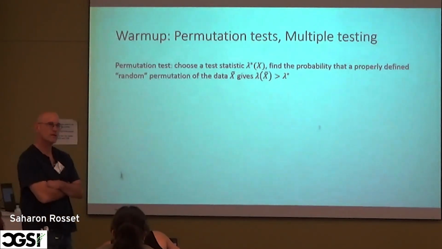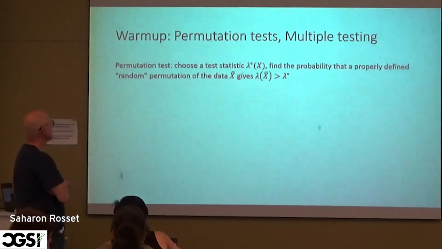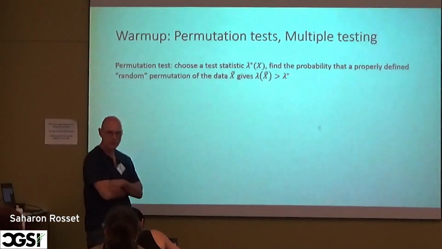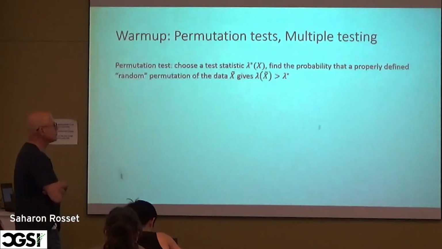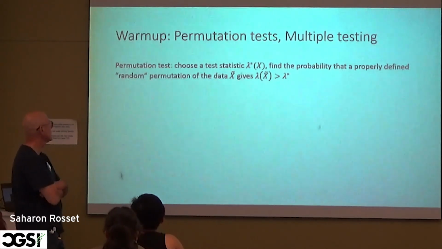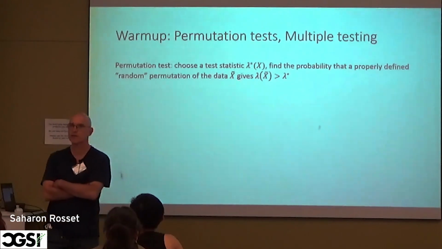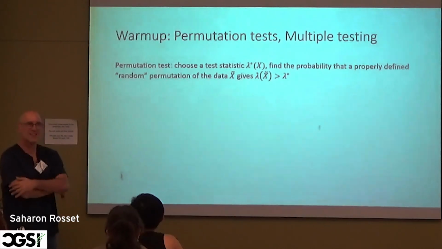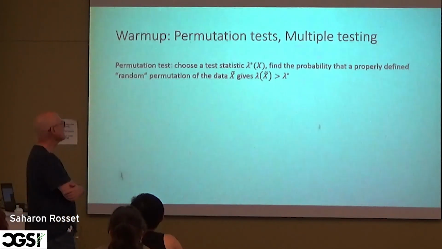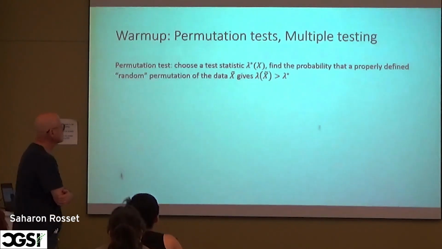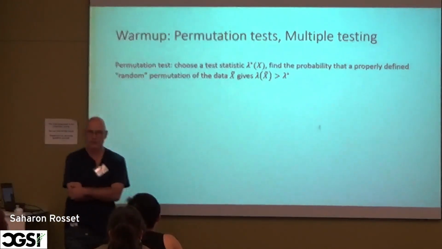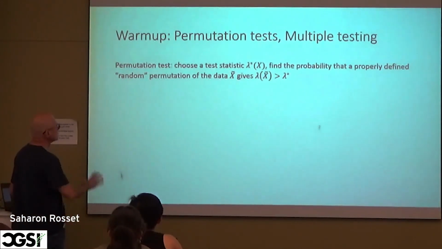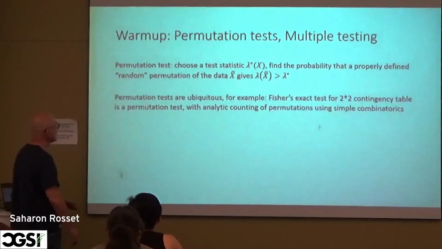Feel free to stop me if I'm going too fast. So it will just be quick reminders. A permutation test is where we have some test statistic that we measure on our data, and we want to find the probability that a properly defined random permutation, where how to properly define it basically depends on the distributions the data come from and the null distribution we have in mind, gives a higher value for the statistic than we see in our actual data. So that's a very general notion of a permutation test.